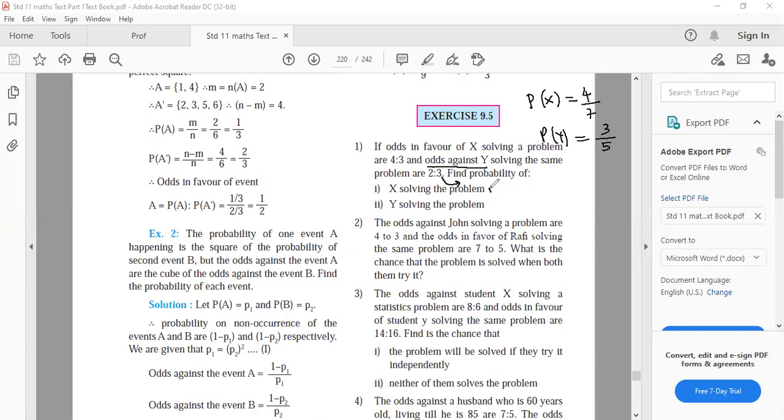So your answer for this is 4 by 7. Answer for this is 3 by 5. Everybody fine? Any doubt? No, sir. Okay. Now read question number 2.